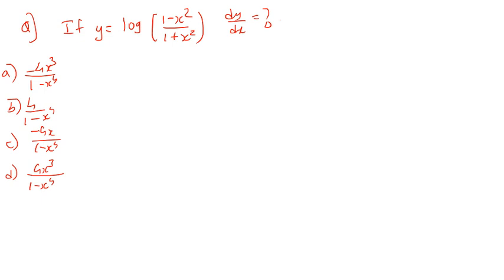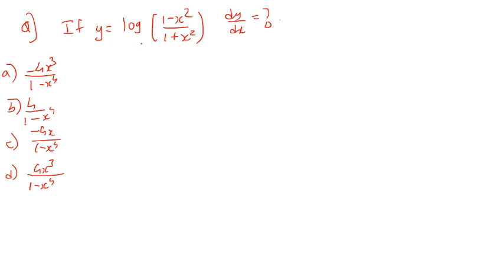Answer A, a candidate has given answer A, minus 4x cube. Okay, we'll just wait and see what happens. Anyone else getting the answer? One candidate has replied as answer A. Okay, answer D. A and D are the options given here. Fine, we'll do it now.